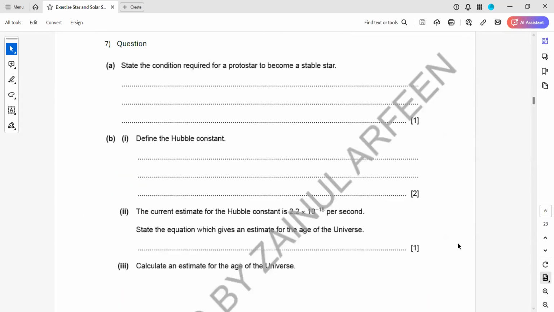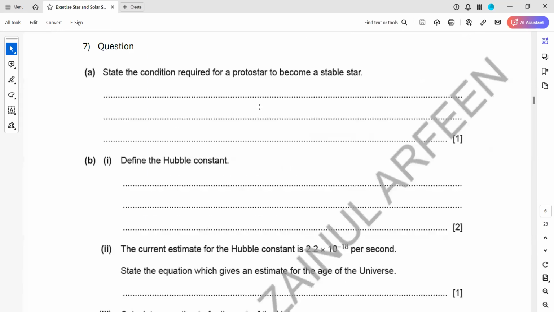Next, question 7. State the condition required for a protostar to become a stable star. When the protostar becomes a stable star, it means the radiation pressure, which is outward, must balance with the gravitational pull, which is inward. As a result, the star will not collapse and the size will not change.